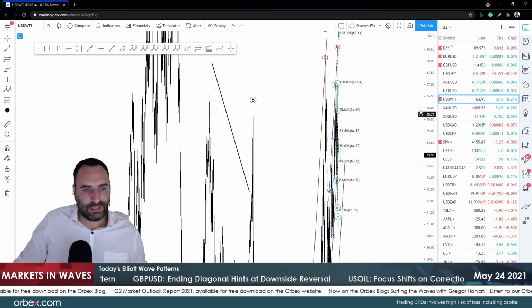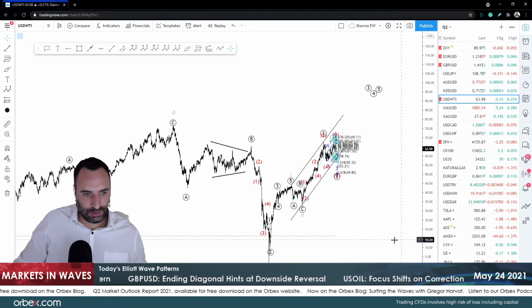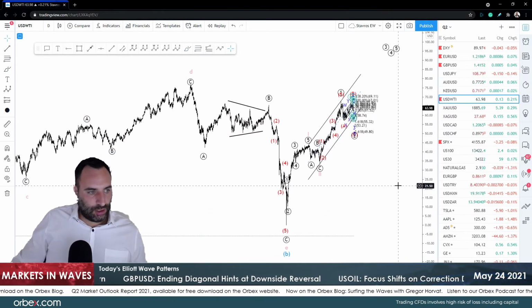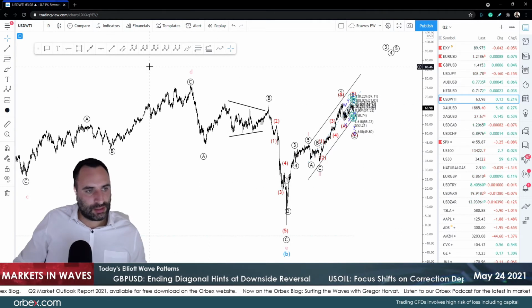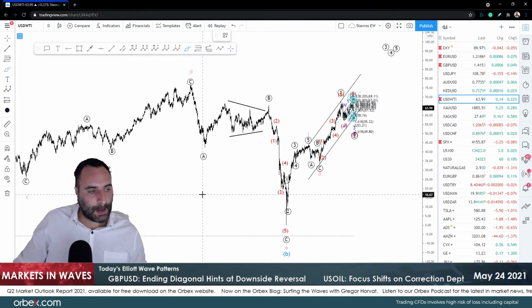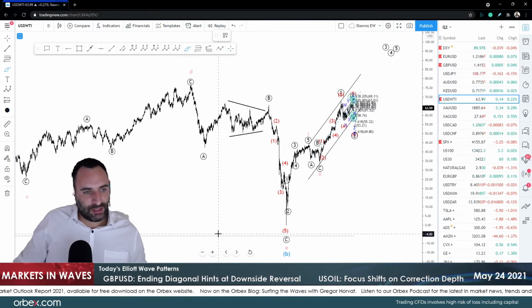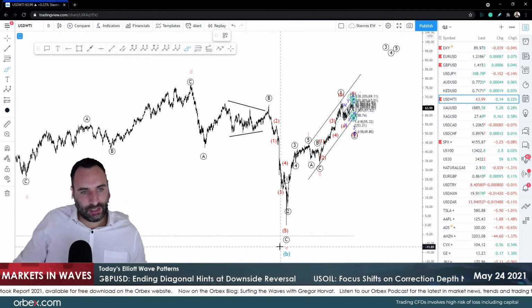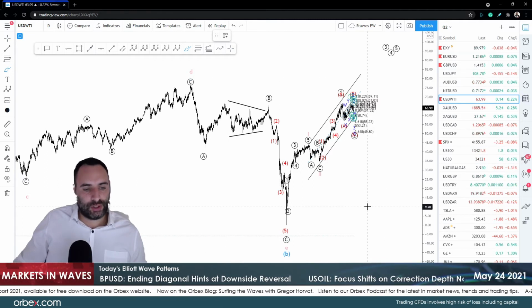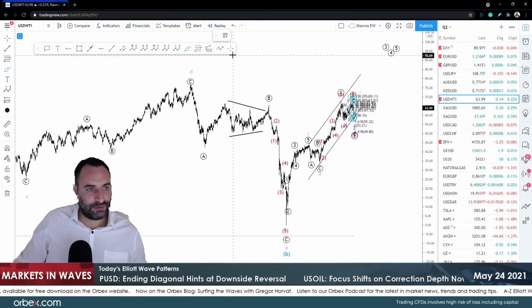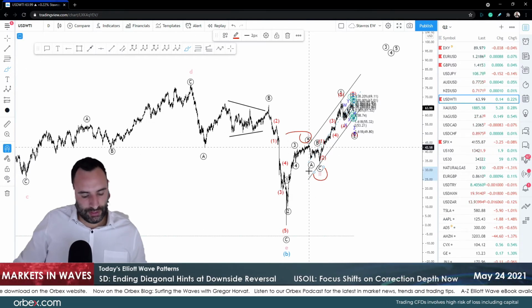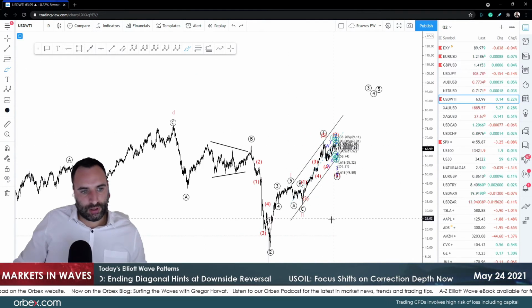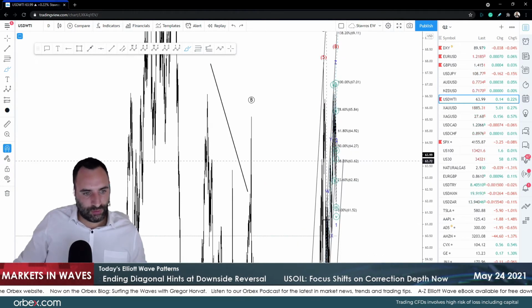Let's go on the daily. A, B, C. The A is what, 150 or something. The B, it's a triangle, and the C is going to be a 1, 2, 3, 4, and 5 wave impulse. Now we've done 1 and 2, and we've also done, in my opinion, wave 1.